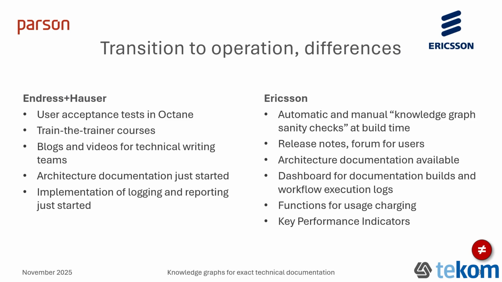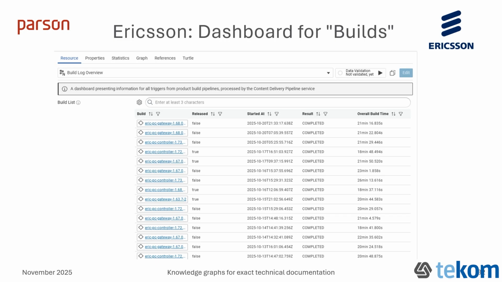And in that area, we have key performance indicators to see how the system is actually doing. We are developing functions for cross-charging the use of that platform. And then we have a dashboard to see these documentation and knowledge graph builds, and we also have a workflow execution log. The latter is given to us by the platform we use. And we have an example for this dashboard.